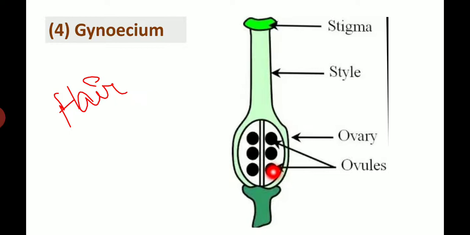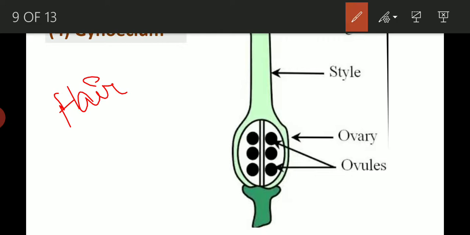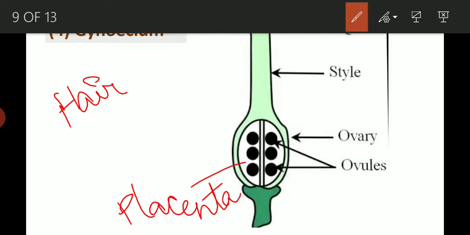And in the ovary, there is a swollen region or cushion region which attaches the ovules to the wall of the ovary. That is called the placenta. These ovules are attached to the walls of the ovary with the help of the placenta. At the end of this video, I will be talking about the placenta.